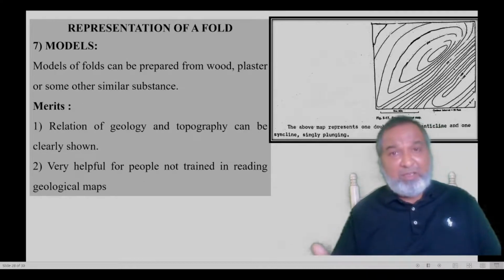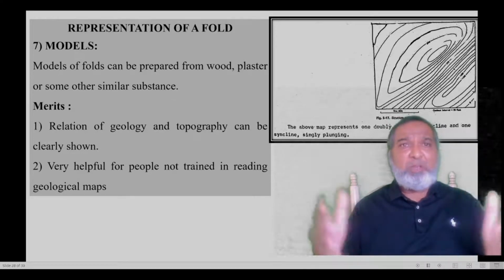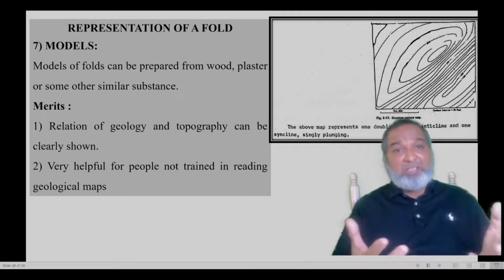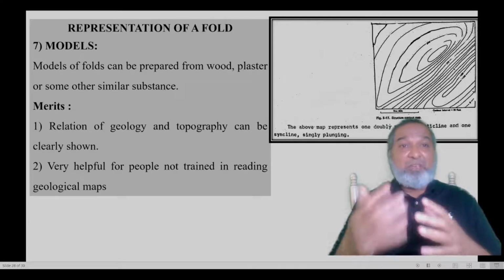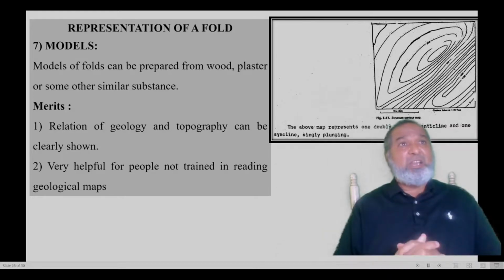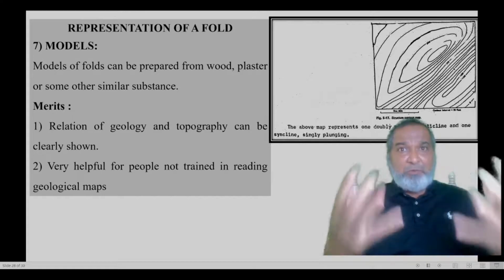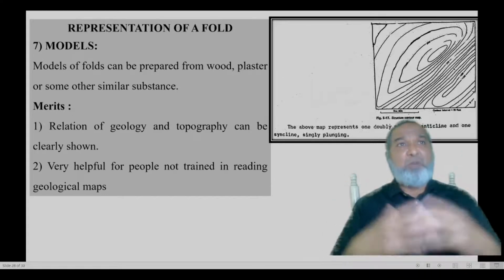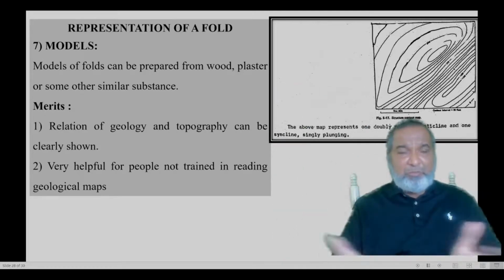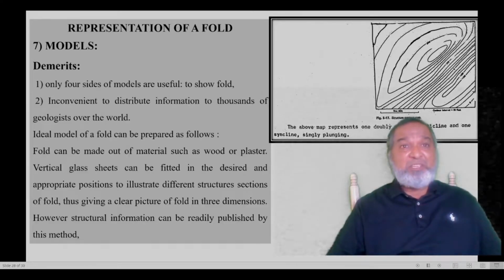The models, we can prepare wooden models, plastic models, and we can show in that model what type of fold structure is there. The merits are that the relation of geology and topography we can show clearly in that particular model, and it is very useful for giving training to people, because they directly get a 3D view of how the model will be. Whatever area you have taken, when you have prepared the model, then immediately we visualize that we have visited that area.